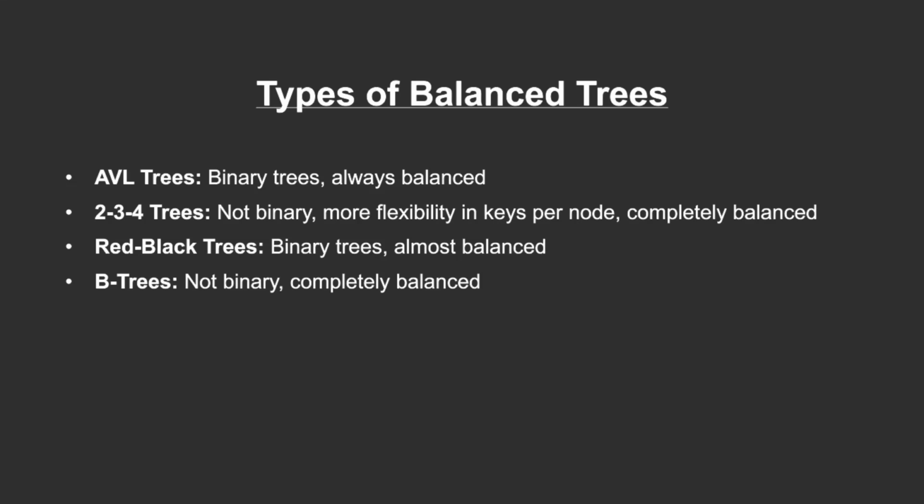AVL trees are basically binary trees that are always balanced, while 2-3-4 trees aren't binary, but therefore they're completely balanced. Red-black trees are binary trees that are almost completely balanced, and B trees are not binary but completely balanced.